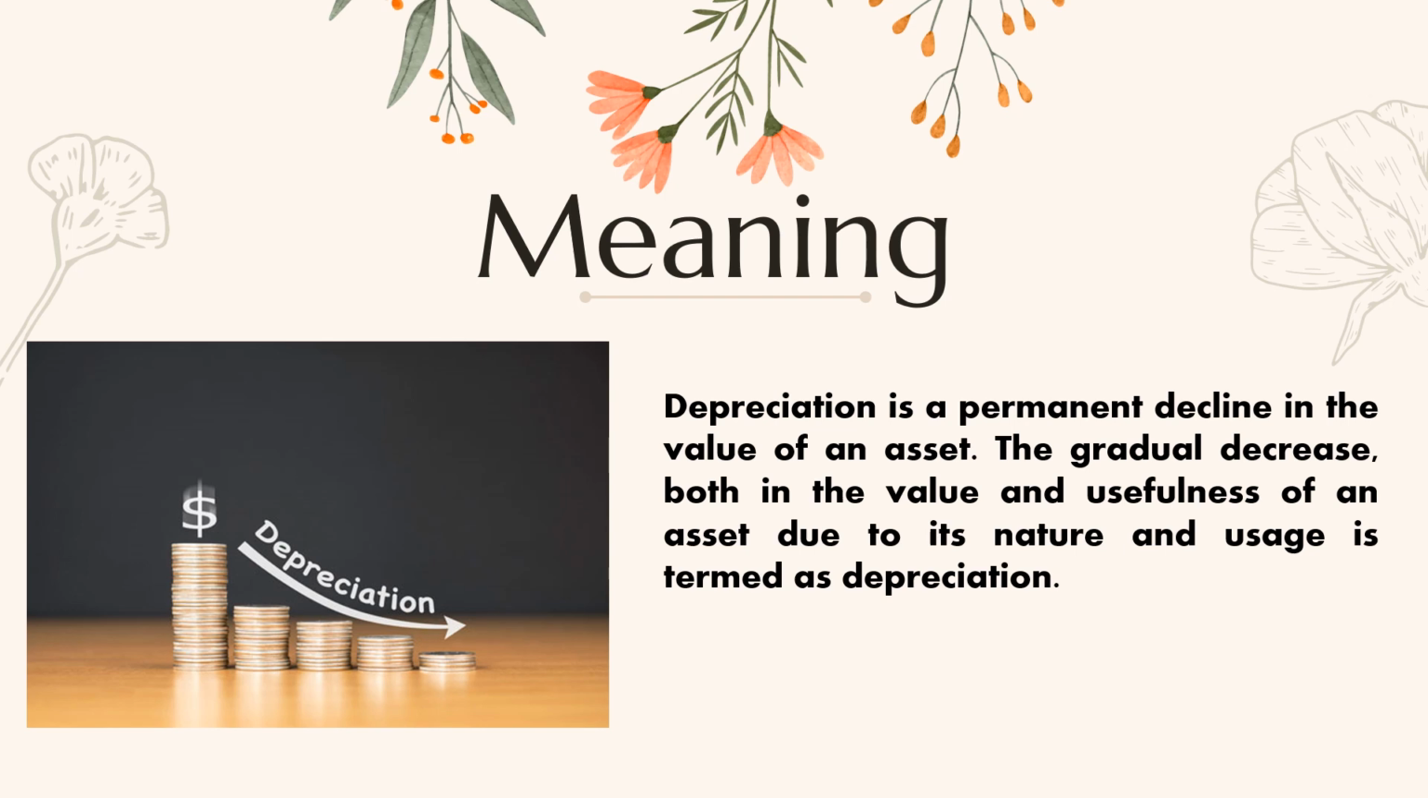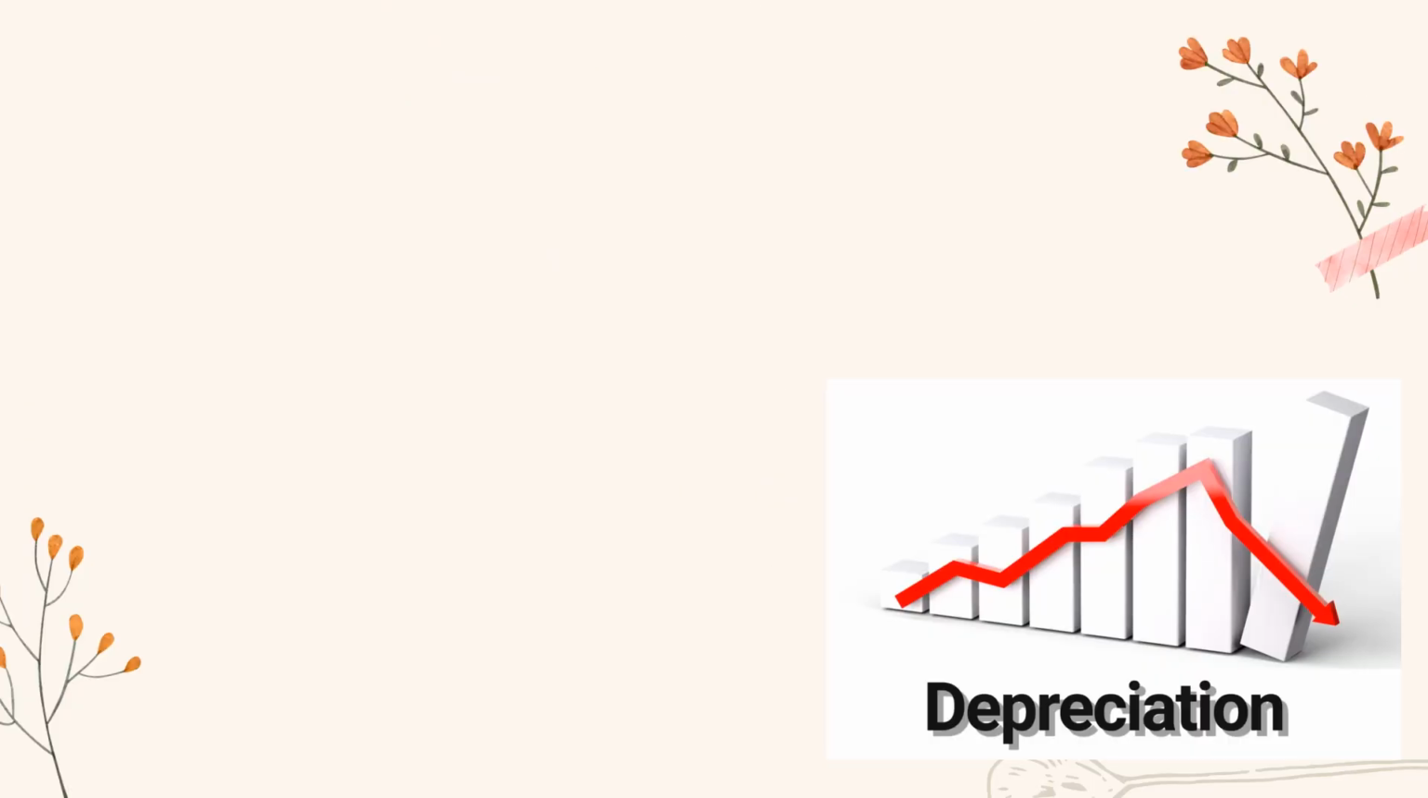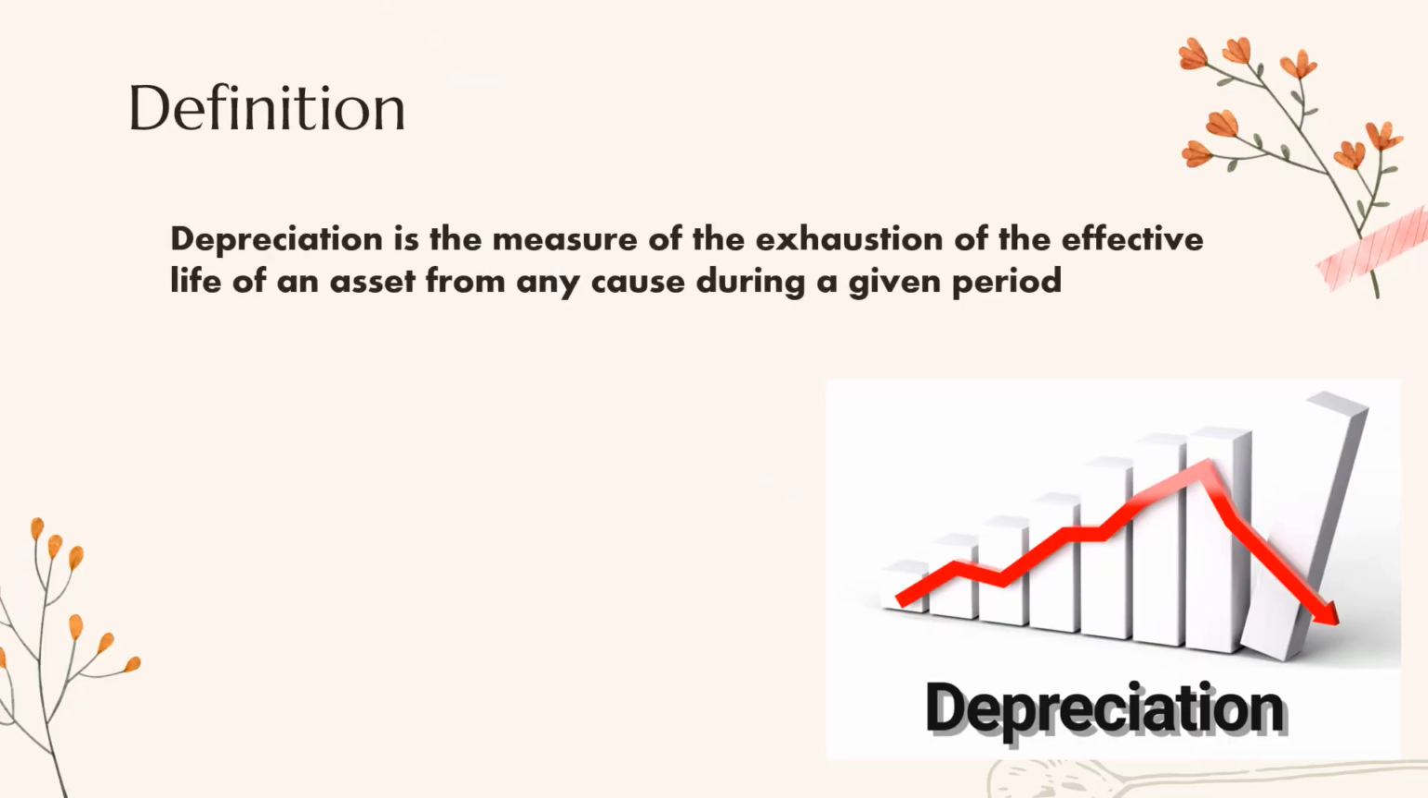So depreciation is a permanent decline in the value of an asset. The gradual decrease both in the value and usefulness of an asset due to its nature and usage is termed as depreciation. Definition of depreciation: Depreciation is a measure of the exhaustion of the effective life of an asset from any cost during a given period.